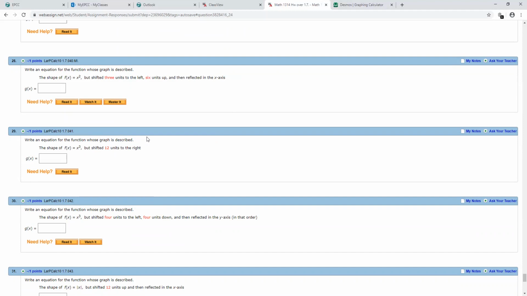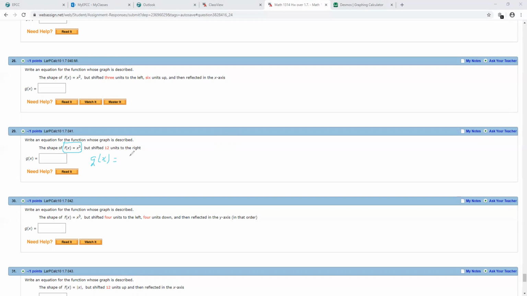Write an equation for the function whose graph is described. The shape of f(x) equals x cubed, but shifted 12 units to the right. Very good. So we're going to take this parent function, and we're going to get a brand new one, g, for the new function.